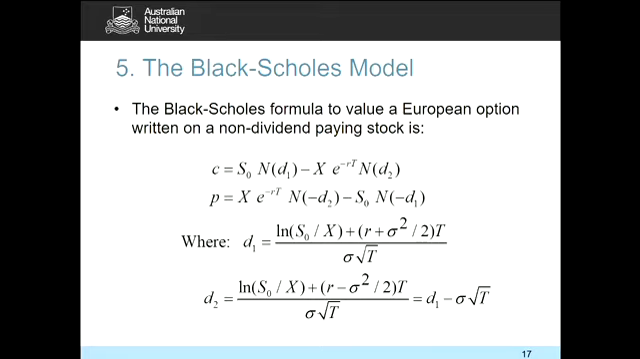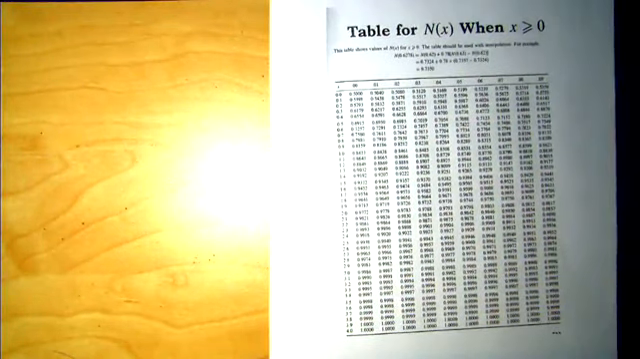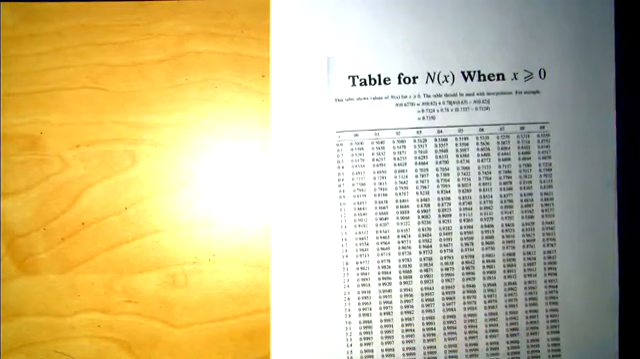But sorry, before we do that, I should probably show you, once you find d1 and d2, how do you find N(d1) and N(d2)? Here we go. Now, are you going to be able to see this? To me, it looks blurry. Okay, it's kind of okay.